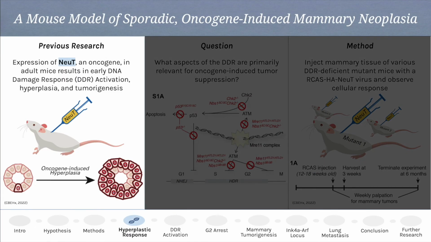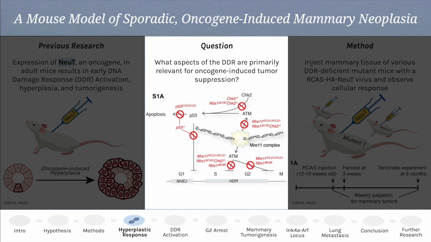Prior research has shown that expression of the NeuT oncogene in mice results in early DNA damage response activation, hyperplasia, and tumorigenesis. For clarity, an oncogene is a gene that can cause uncontrolled cell growth. Hyperplasia refers to the enlargement of tissue due to an increase in the reproduction rate of cells, and tumorigenesis refers to the formation of tumors.